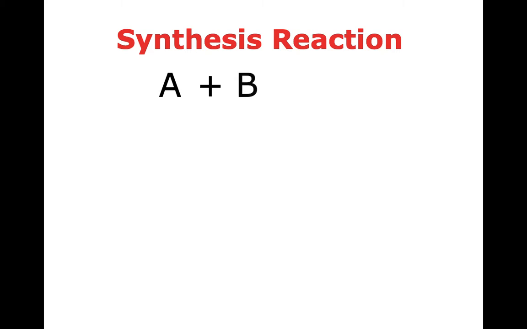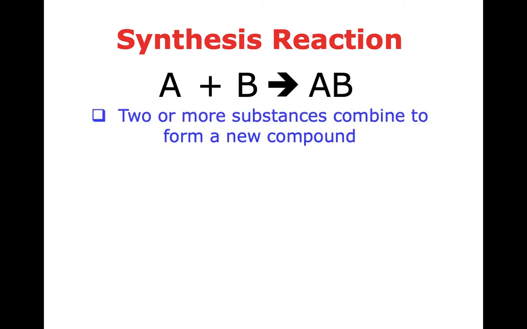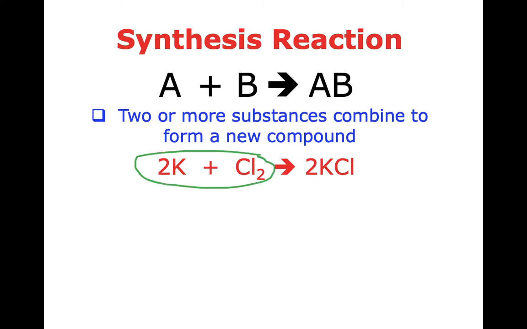Okay, a synthesis reaction. 2 or more substances, they can be pure substances or compounds, creating one compound. Here's an example. You can see that you're combining potassium, which is a pure substance, and chlorine, which is a pure diatomic substance, to produce potassium chloride. Here we're starting with 2 reactants, and we're producing one product. Synthesis reaction. The key is 2 or more reactants producing one product.